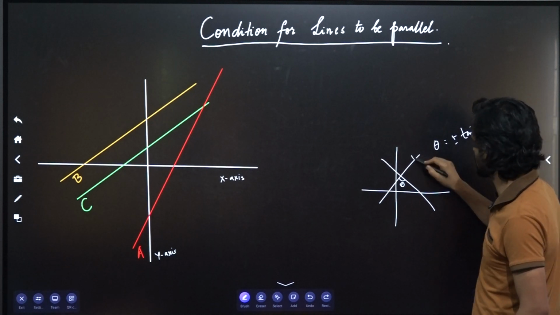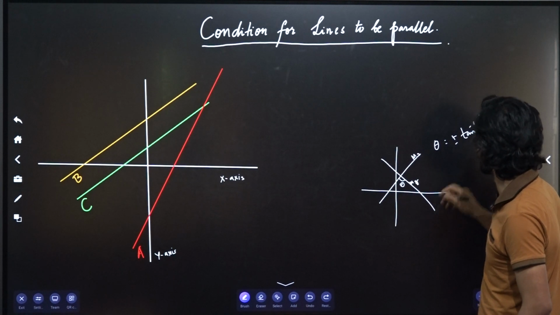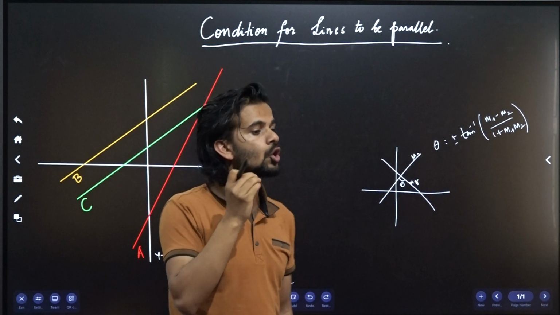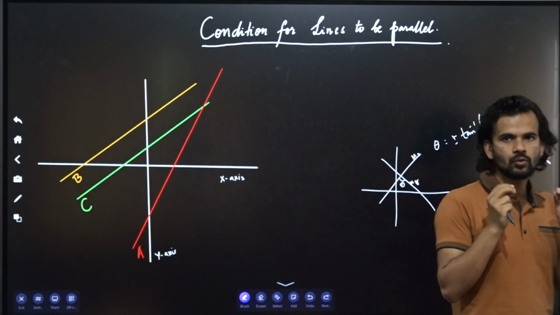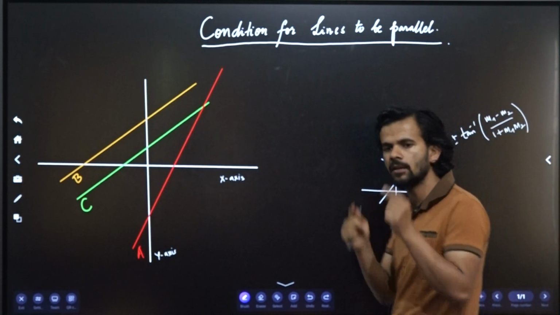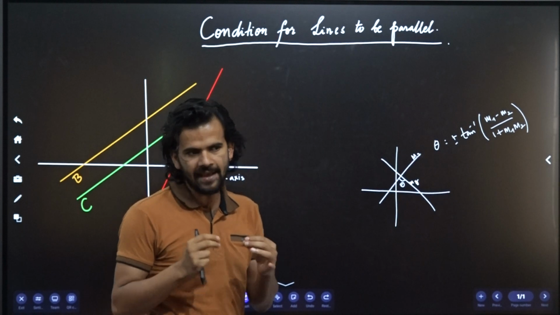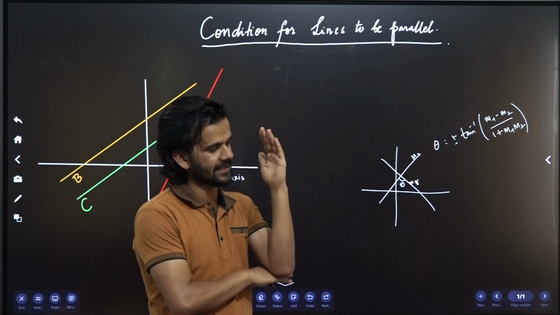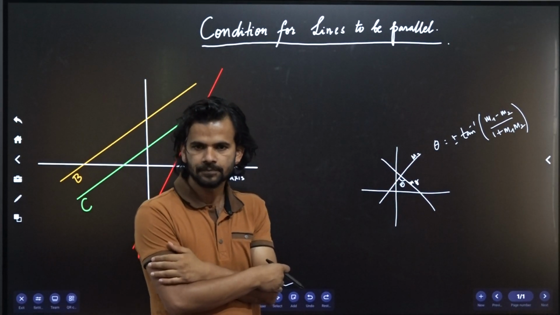Where m1 and m2 are, what are m1 and m2? They are the slopes of these two lines. So if you know the slopes of two lines, you can find the angle between these two lines. But slope gives you the angle between the line and the x-axis. Of course, you have to do tan inverse of that slope, right?